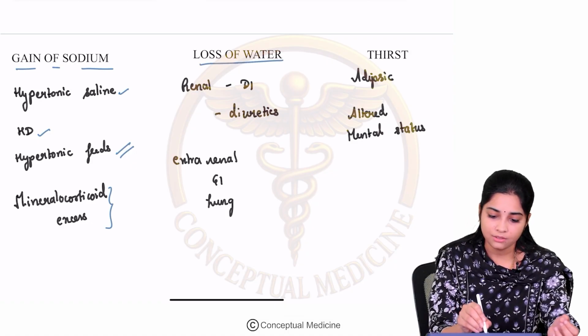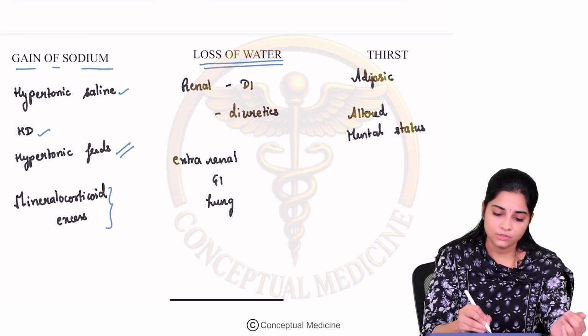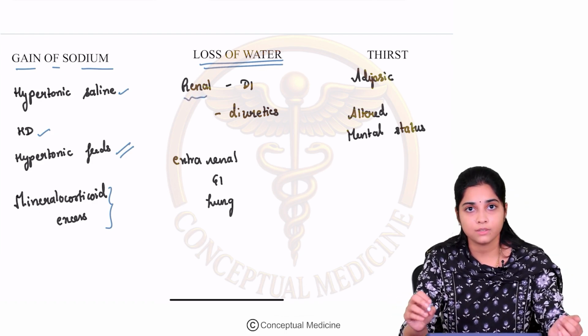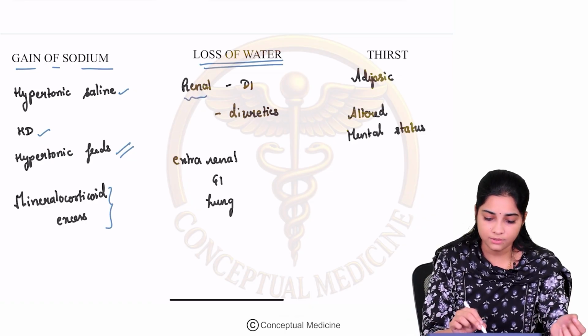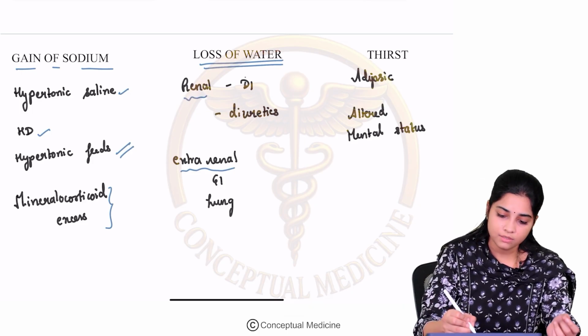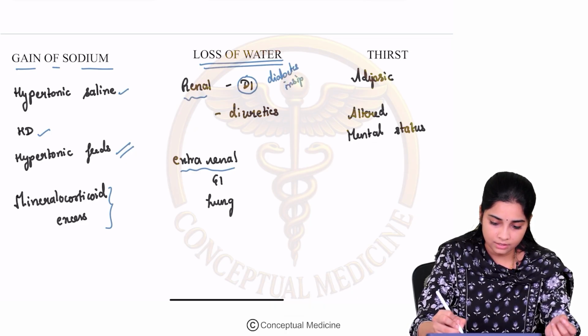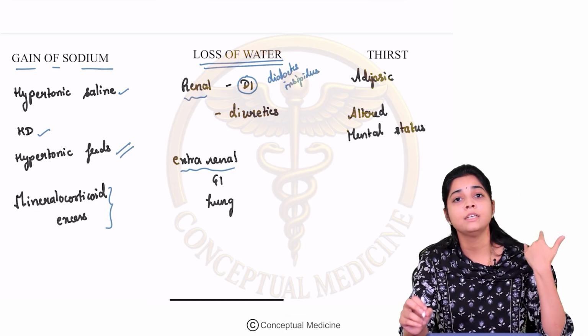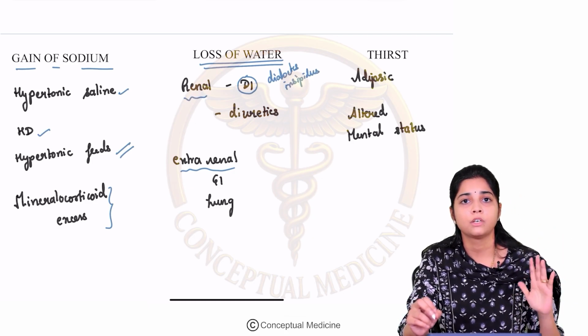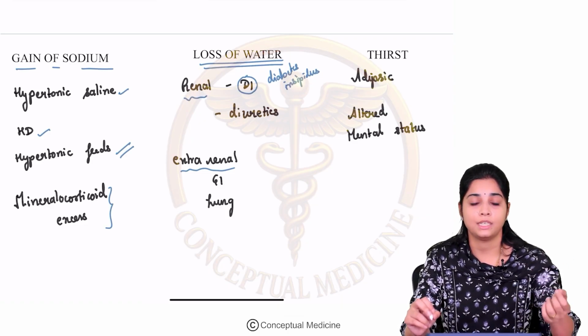Then the second cause is loss of water in excess to the sodium. This can happen in renal causes or extrarenal causes. The renal causes will be diabetes insipidus. This is a condition characterized by excessive water output or urine output of more than 3 liters per day, right? So this can result in hypernatremia.